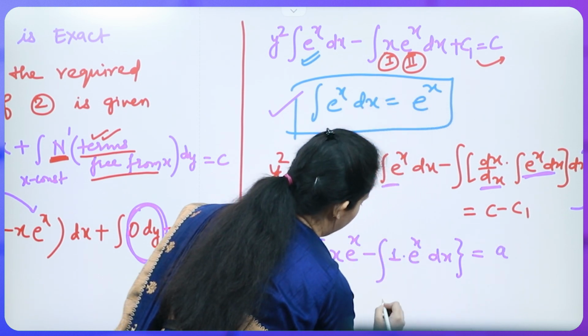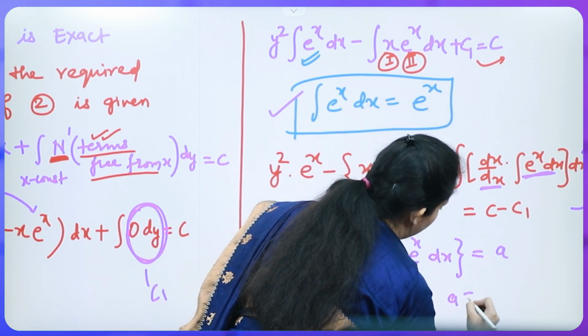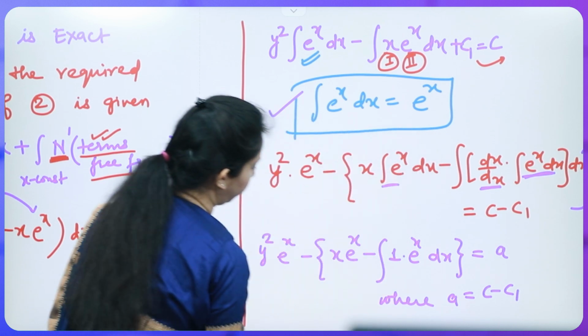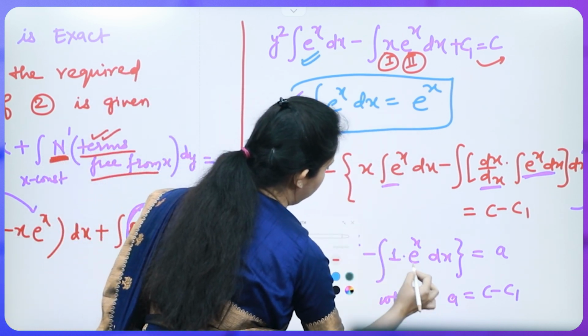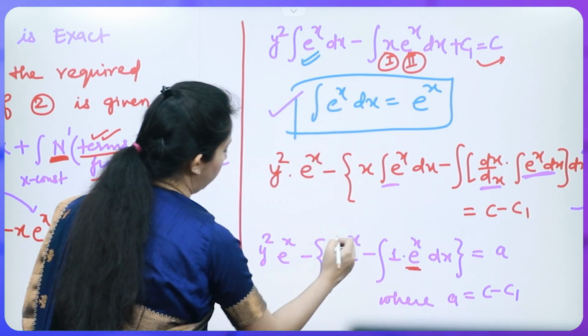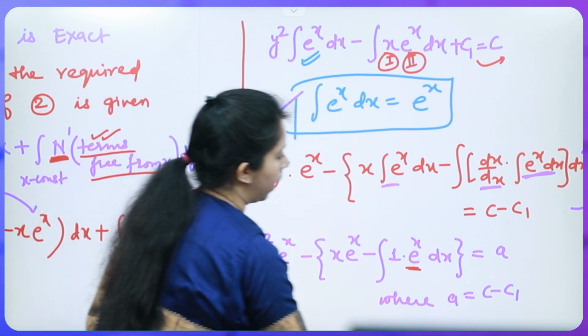Difference of two constants can be replaced by another constant, say a, where a is what? A is c minus c1. So, next step we will integrate this e raised to the power x again, and then we will multiply the negative sign with the curly bracket.